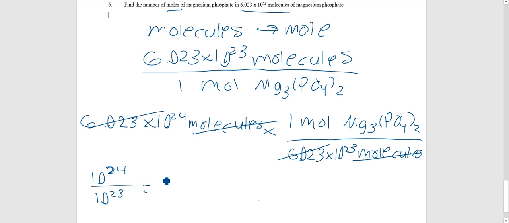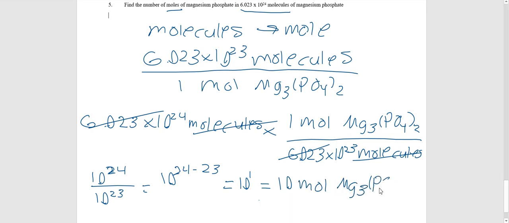That's the same thing as saying 10 to the 24th minus 23. And so the final answer is going to end up being 10 to the 1, or just 10 moles of magnesium phosphate. The other way you could do this is convert this one into scientific notation and then do the division, but either way works.